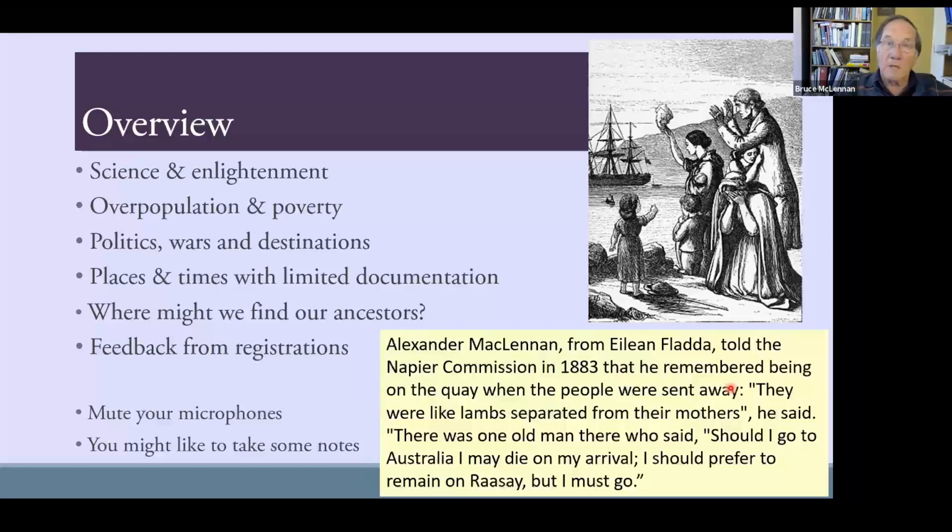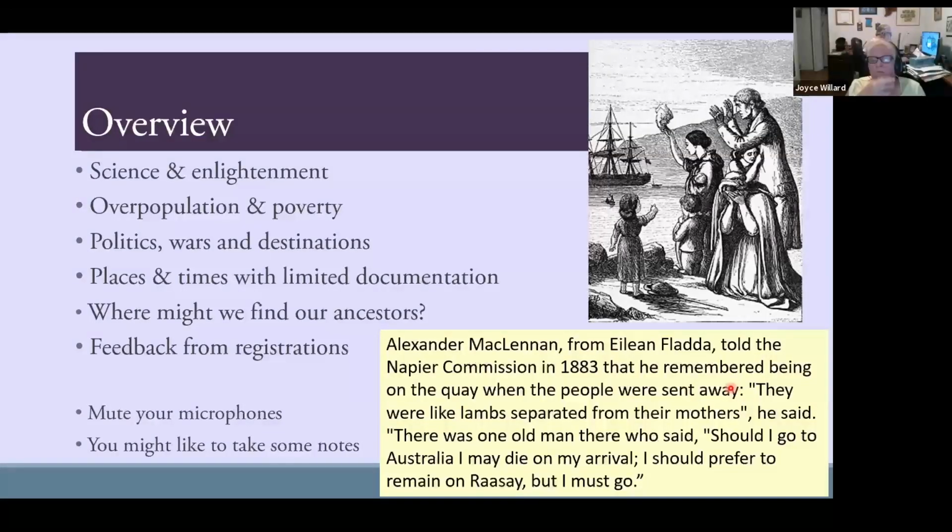And we're going to deal mainly, as I said, with places where there's limited documentation of people actually moving around. To know what the trends were generally would be an advantage to help you to research your ancestors.